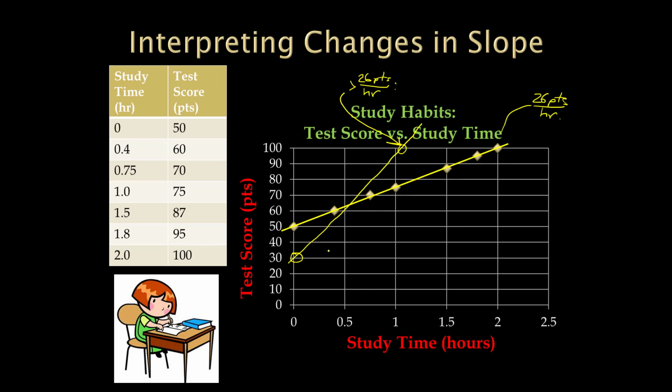Right here, I would say that the value of this is going to be 0 and just about 30 points. Over here, it looks like I would call that about 1.1, and 100. Let's go ahead and calculate the slope for that one. Okay, so the slope, my 2 points: 0 and 30 for x1, y1, 1.1 hours and 100 points, x2 and y2. 100 minus 30 points is 70 points.